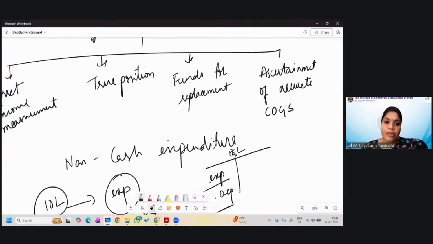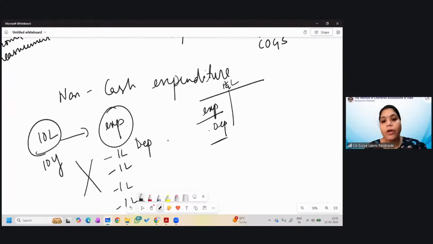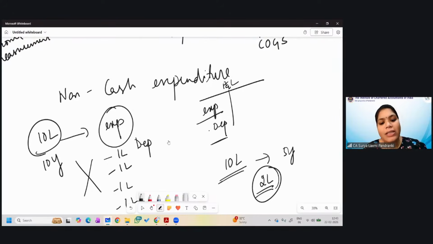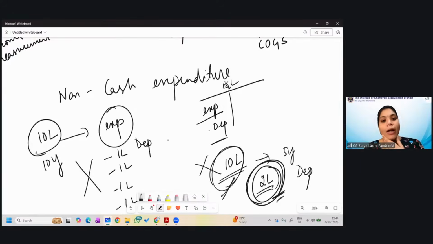And true position. What is true position? As I told you before, you have purchased the asset for 10 lakhs. After 5 years, you come to know that the value is only 2 lakhs. Can you still record 10 lakhs in your books of accounts? No, it is not a true position. If you go to the market, nobody is paying you 10 lakhs, so how can you show 10 lakhs in your books? It can't be shown. You have to show 2 lakhs only, or whatever the actual value is. How will you show it? Only if you provide depreciation will your value come down to 2 lakhs. That is why providing depreciation is important.